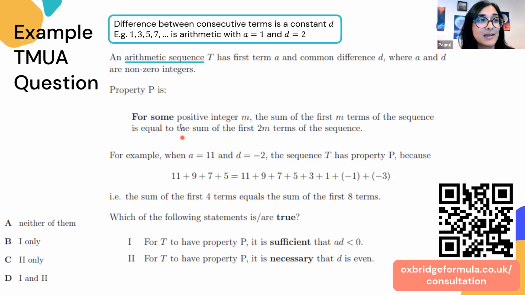You have 20 seconds left. Start putting your answers in the chat. Okay, if you haven't already, put your answer in the chat now. 5 seconds left. 5, 4. Okay, answers in the chat.